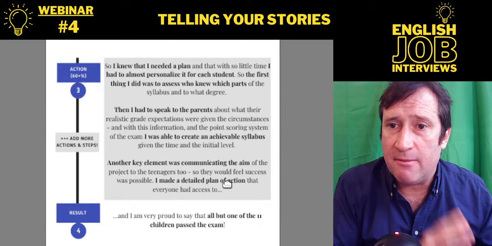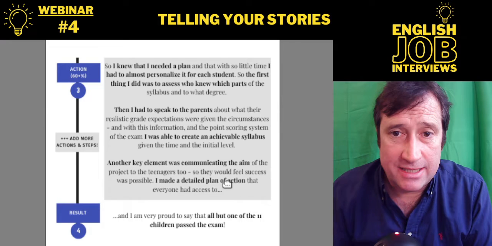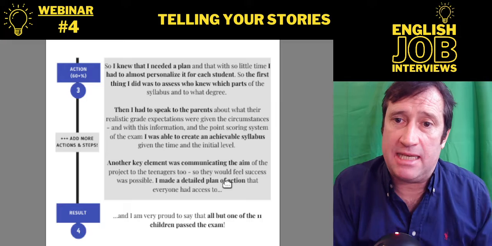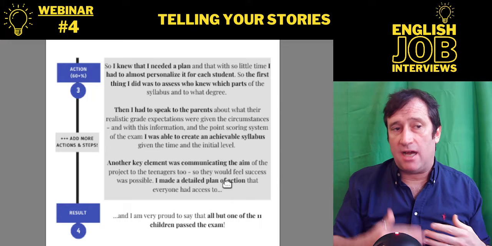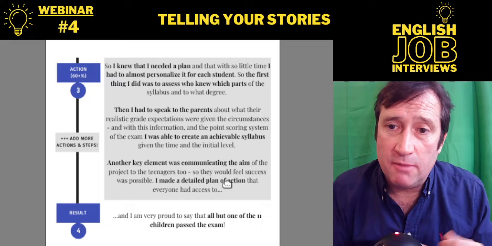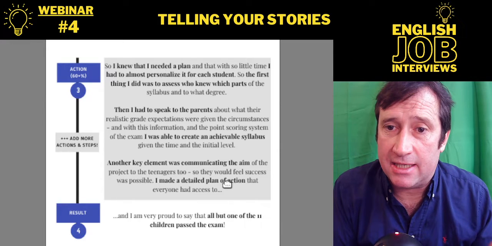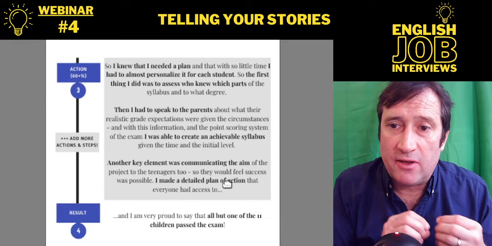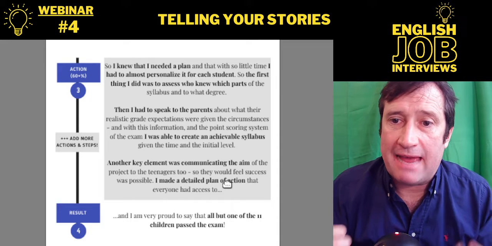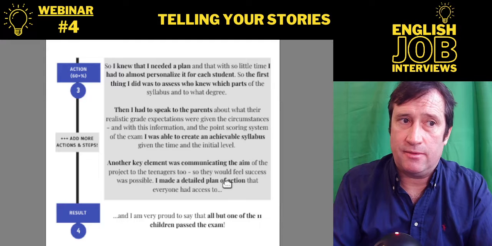And with this information and the point scoring system of the exam, I was able to create an achievable syllabus given the time and the initial level. Another key element was communicating the aim of the project to the teenagers too, so they would feel success was possible. I made a detailed plan of action that everyone had access to.